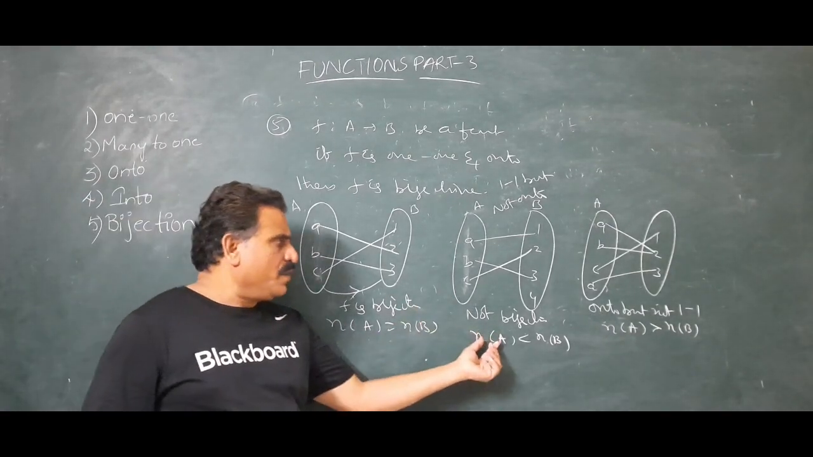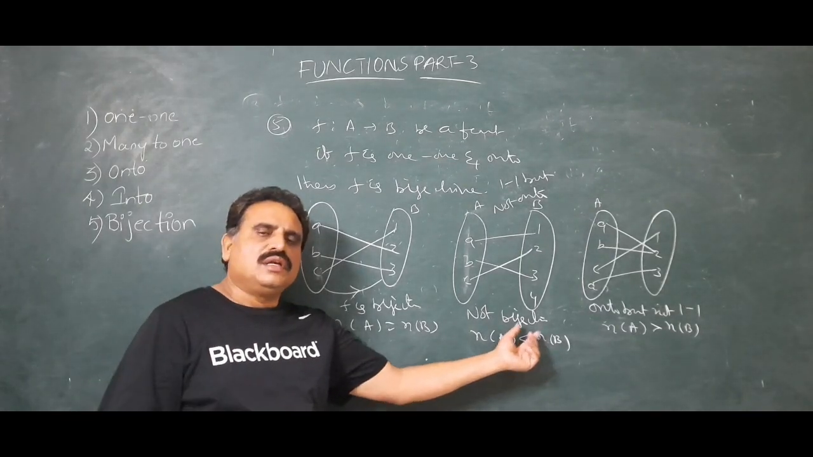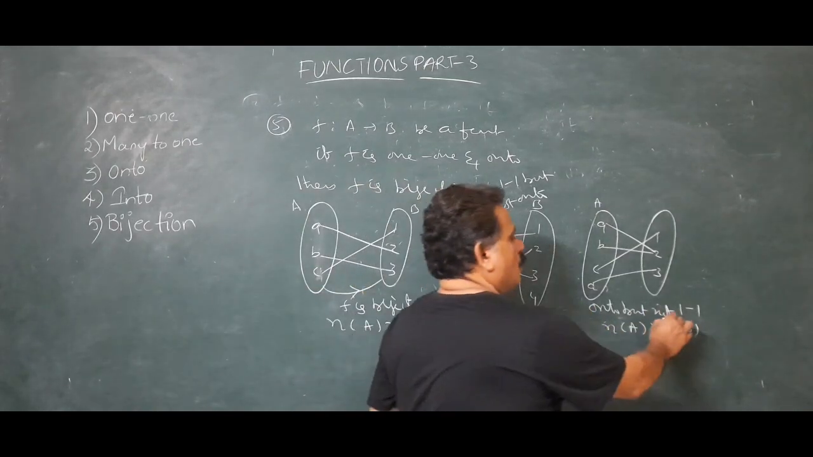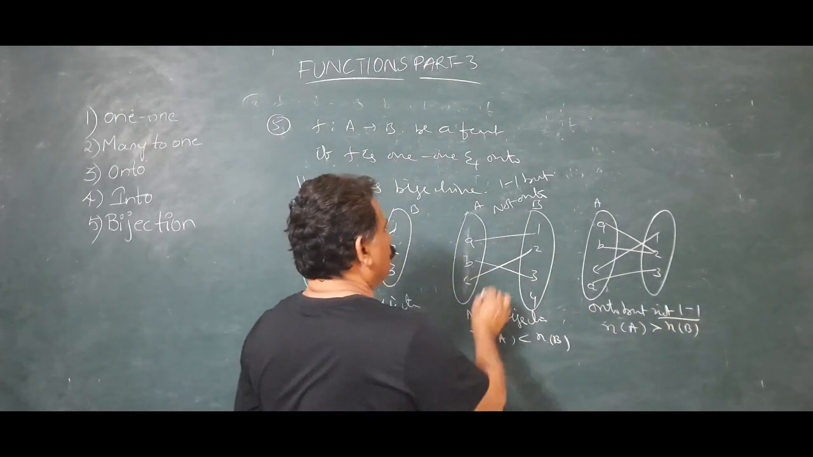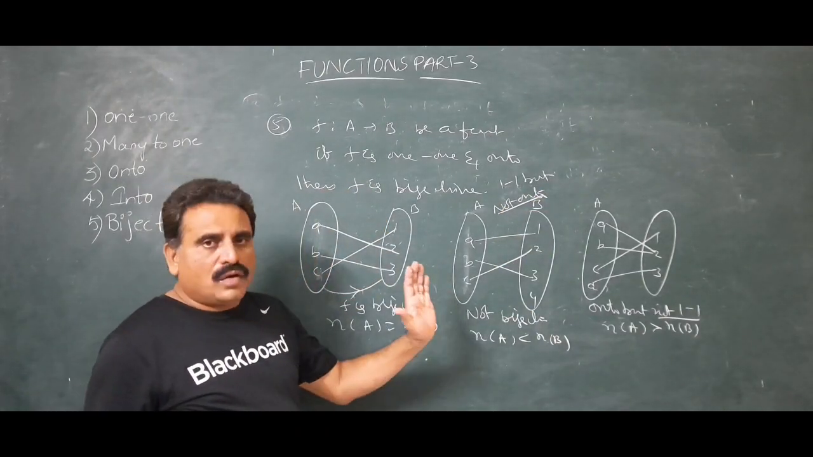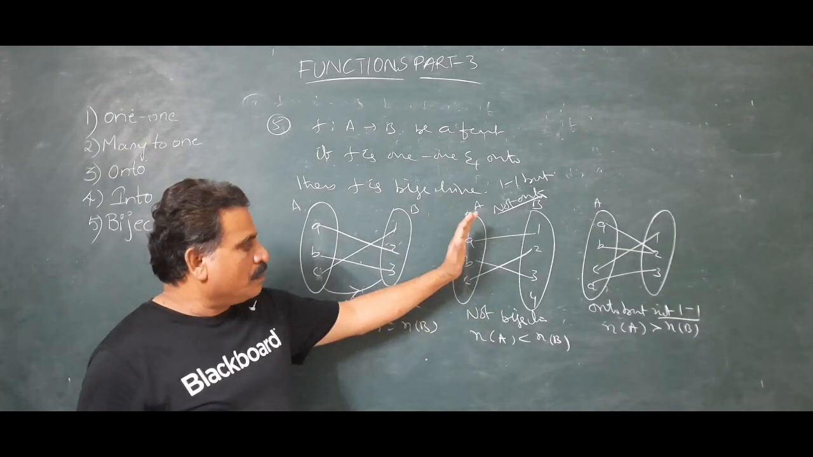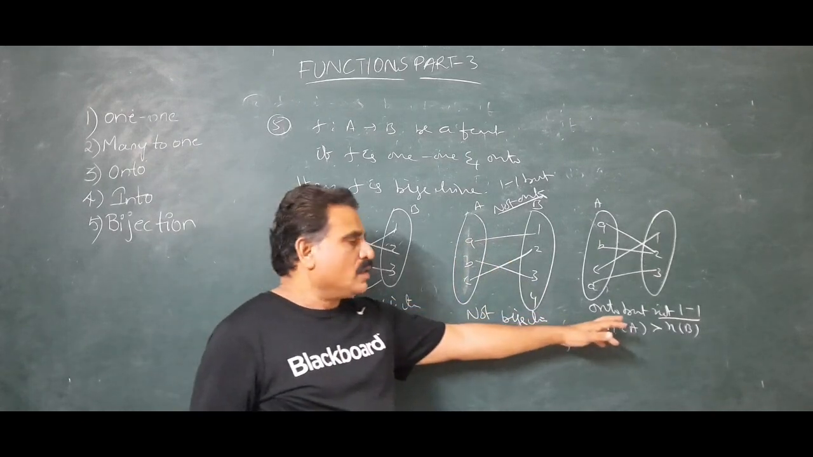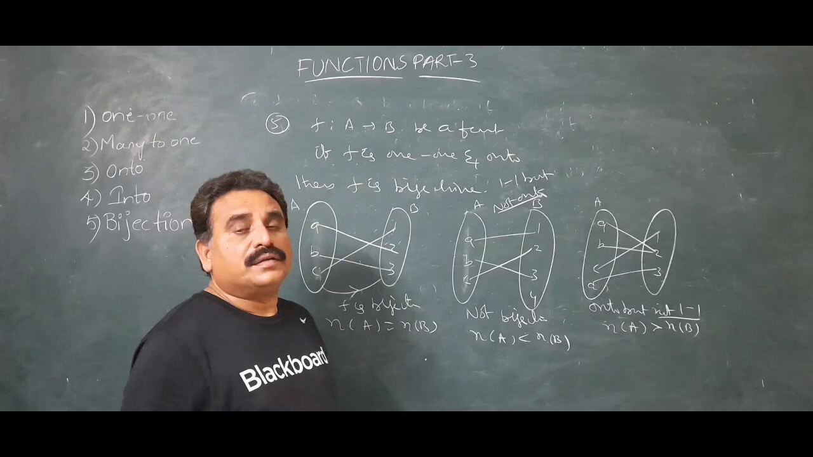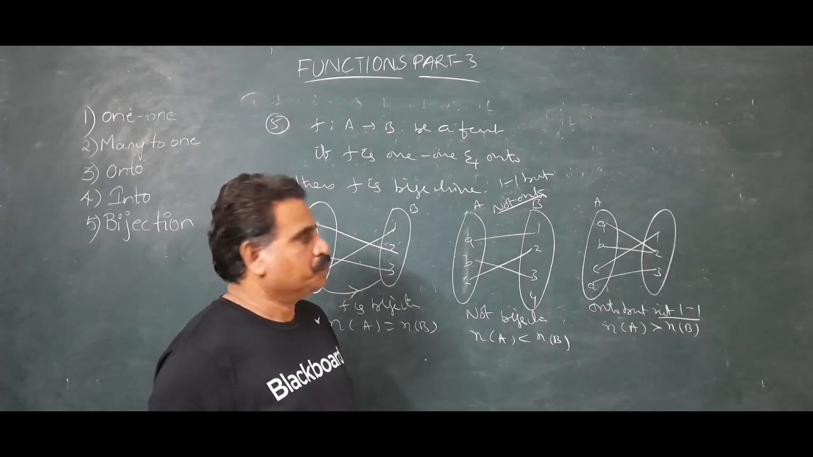Look here, n(A) less than n(B): surely not onto. n(A) greater than n(B): not 1-1. So if there is a 1-1 function from A to B, n(A) must be less than or equal to n(B).